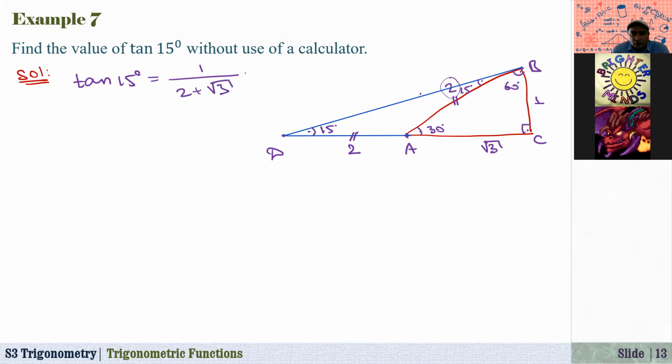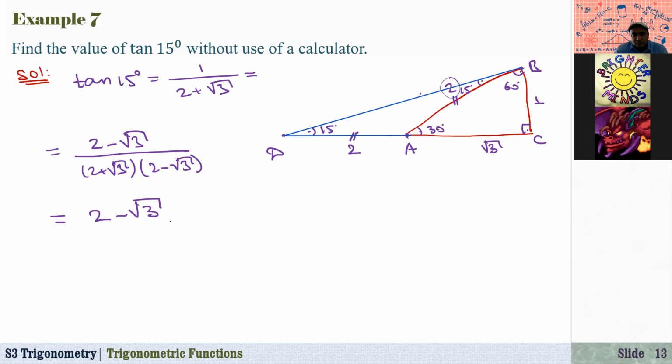Now, if I want to rationalize the denominator, multiply numerator and denominator by 2 minus square root of 3. In the denominator, we have 2 plus square root of 3 times 2 minus square root of 3, which is equal to 2 squared, 4, minus 3, which is equal to 1. So the answer is 2 minus square root of 3. So the exact value of tangent of 15 is equal to 2 minus square root of 3.